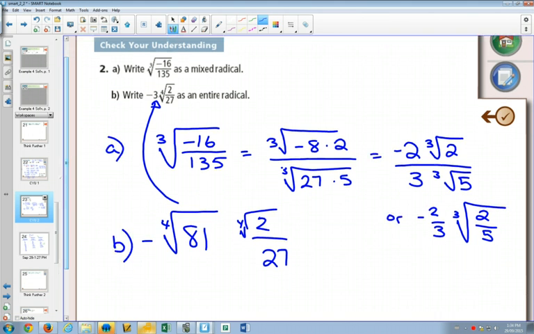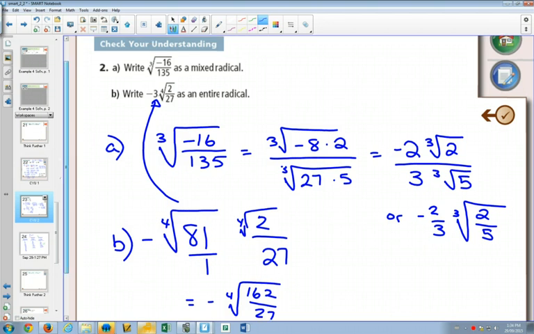Now, if we wanted to multiply these together, it would be like multiplying fractions. I could make 81 over 1. And how do I multiply fractions? Multiply the tops, multiply the bottoms, and you would get negative 4th root of 162 over 27. And then you would check, can I reduce that fraction? Is there a number that you could divide the top and the bottom by? You could divide them both by 3.